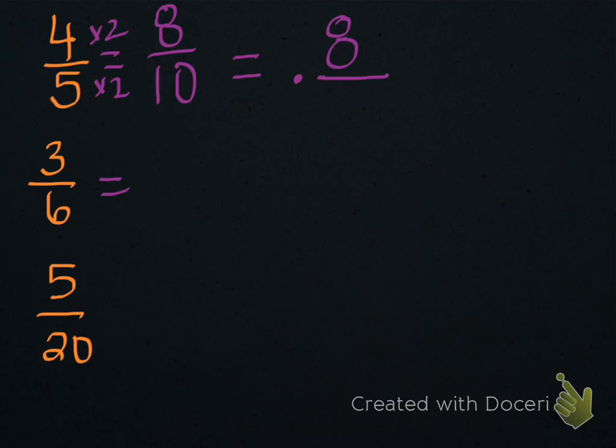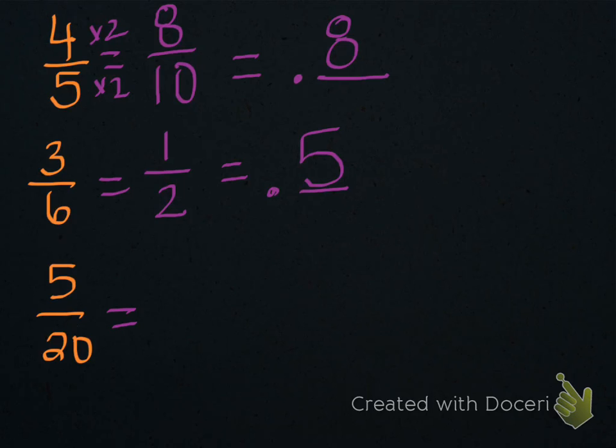Let's get this one to either tenths or hundredths, or let's also look at the relationship. 3 is what of 6? 3 is half of 6. And we know half of a whole, one whole, would be point what? 0.5.